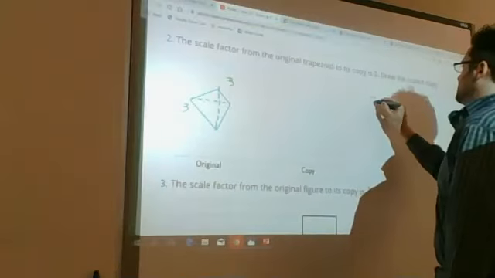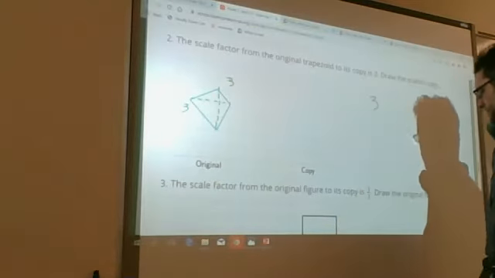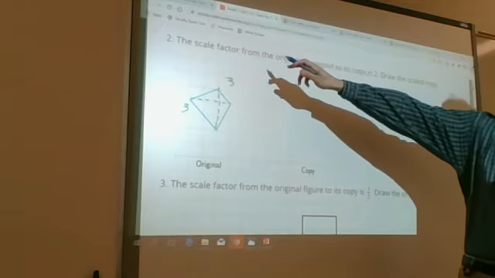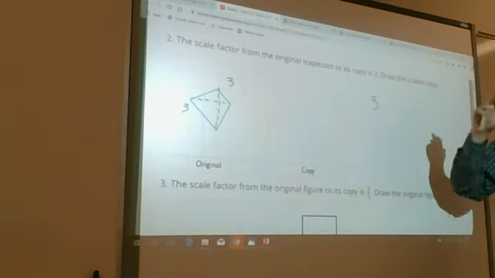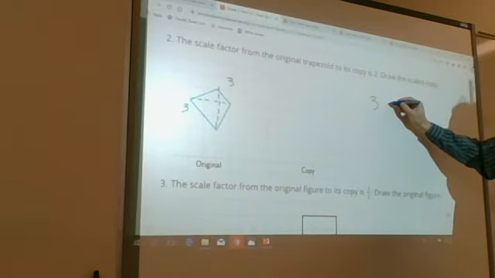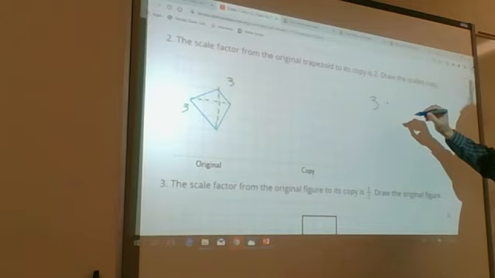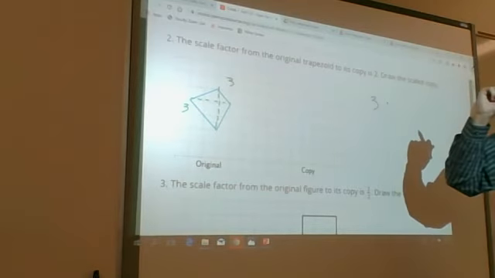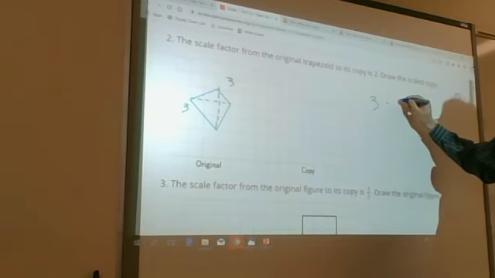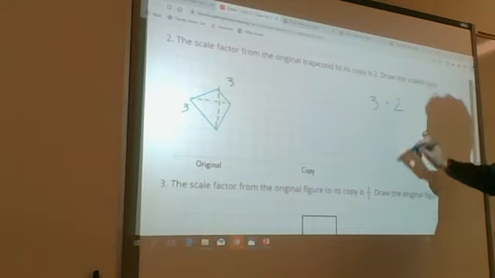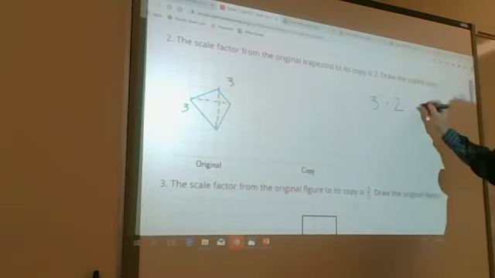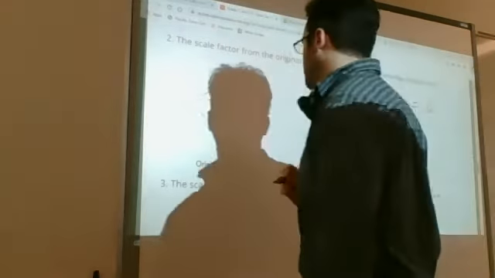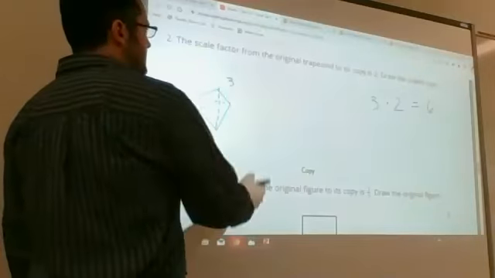So it tells us that the scale factor is what now? Scale factor from the original to its copy is 2. So what am I going to do to this 3? What do you do with the scale factor always? Starts with the M. Multiply. So 3 times 2 will give me my copy, which is 6, which means that I need to make my lines 6.